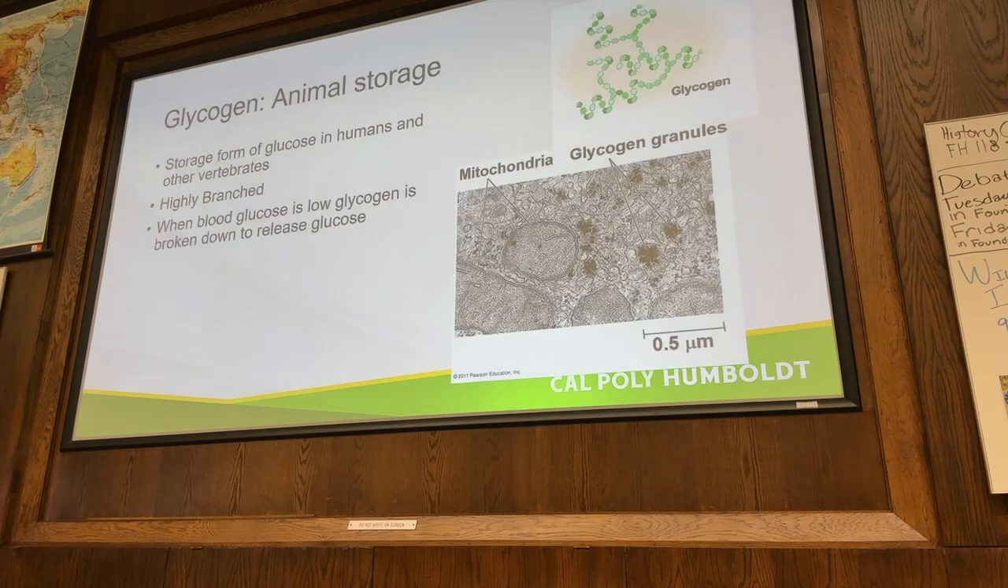Okay, cool. Glycogen, animal storage. Look at this. It's one type of molecule. It's all branched and all this stuff. Stored mainly in your liver. It sort of clumps up and makes little granules too. It can get released. It can be broken down to release glucose into your bloodstream. All right.